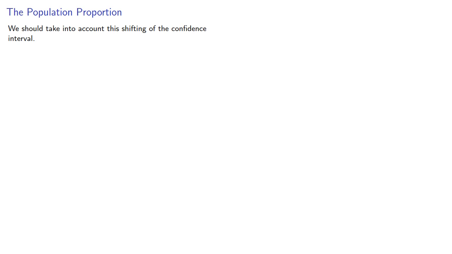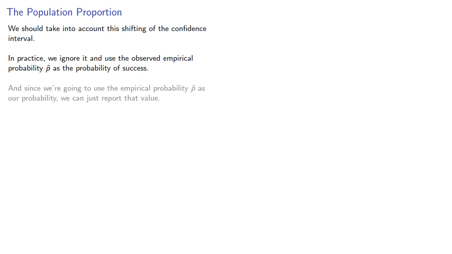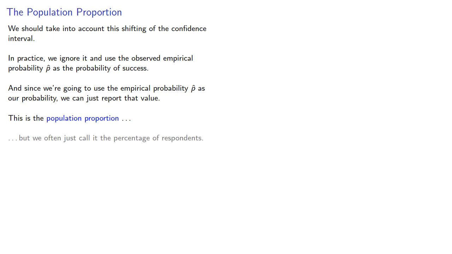Now, we should take into account the shifting of the confidence interval, but in practice we ignore it and use the observed empirical probability as the probability of success. And since we're going to use the empirical probability as our probability, we can just report that value. And this is the population proportion, but we often just call it the percentage of respondents.